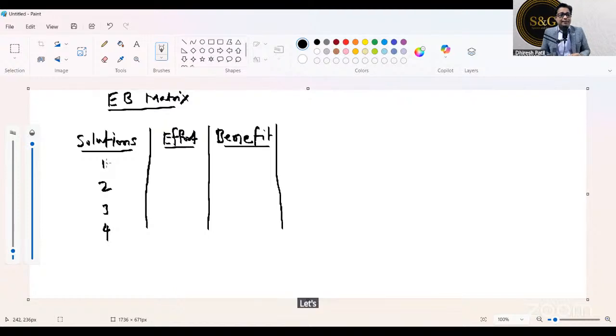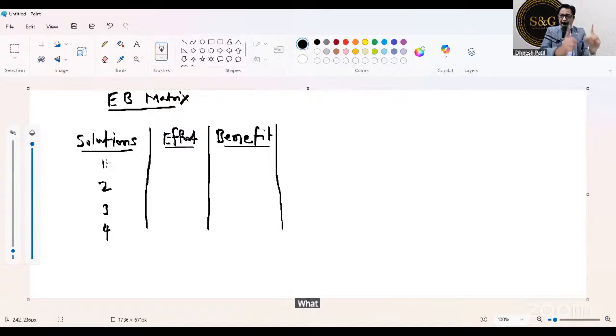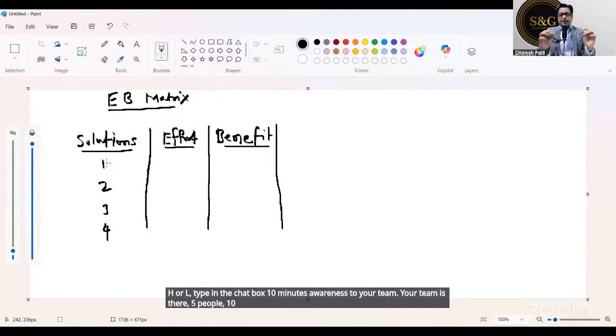Let's say one of the solutions is a 10 minutes awareness session to your team. What will be the effort, high or low? Type in the chat box, H or L. 10 minutes awareness to your team. Your team is there, 5 people, 10 people. 10 minutes awareness given to your team. Effort is low, right? So I will write low.